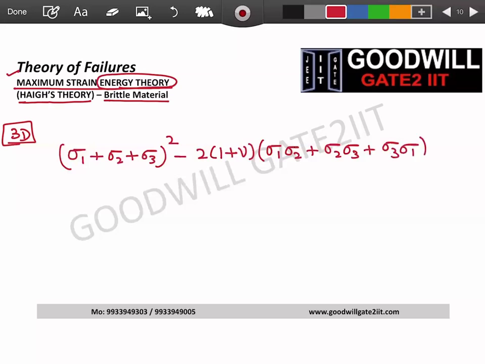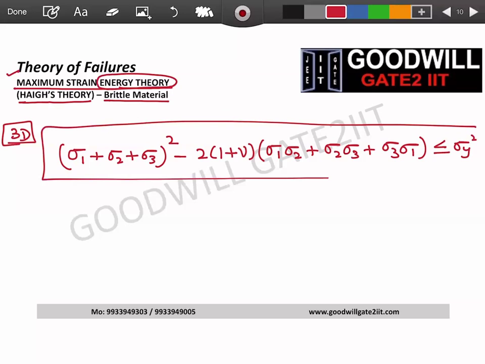All of this expression is known as strain energy. There is a derivation given for the strain energy in Timoshenko and Gere only, not in Megson, not in strength of material books, but you will find this in Timoshenko and Gere. And if this is less than or equal to sigma y square, you have your Haigh's theory defined. Now keep this in mind. This is for a 3D body.